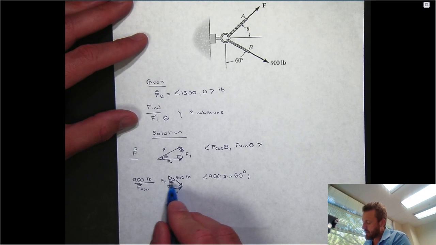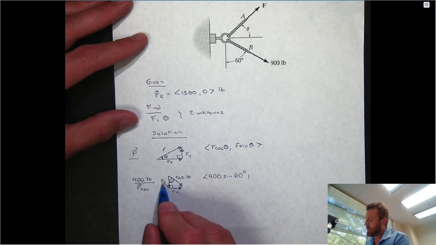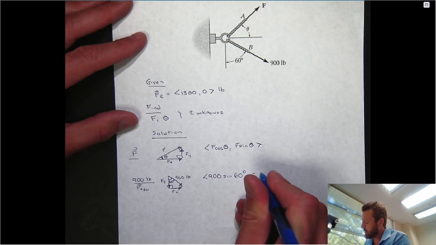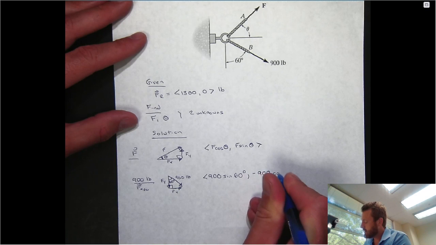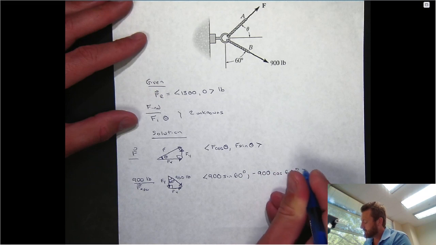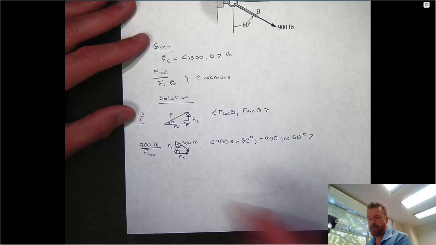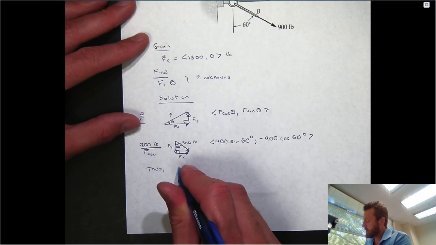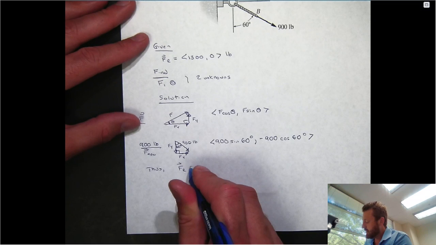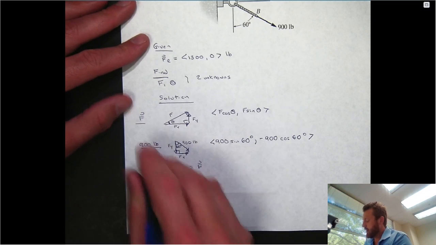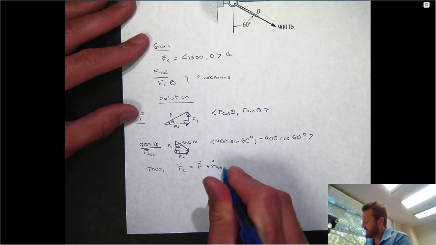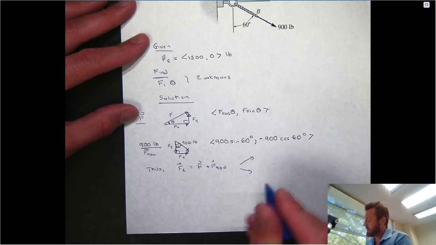In a similar fashion, the y component will be adjacent, so I will have to use cosine, but notice in this decomposition that it will point in the negative y direction. So this is going to be minus 900 times cos 60. That's what we know in terms of the decomposition. Thus, we know that the resultant force is going to be the vector sum of force F plus F sub 900, and this yields two scalar equations.